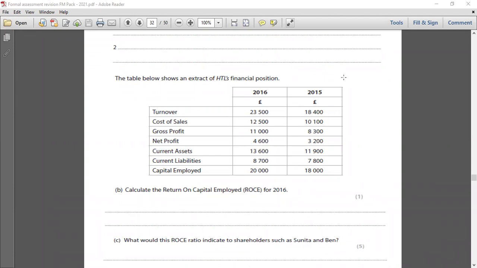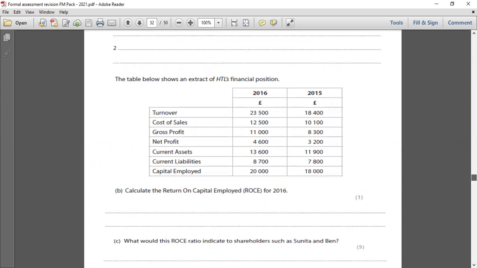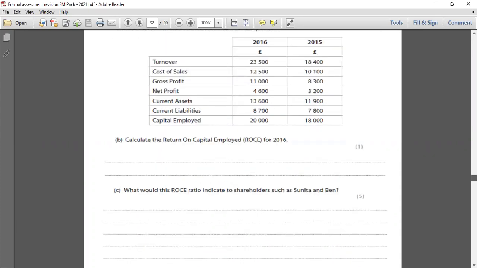So the ROCE here, you can see, is 4,600 divided by 20,000 times 100, which is 23%. And the second question asks: what would the ROCE ratio indicate to shareholders such as Sunita and Ben? The shareholders are mainly Sunita and Ben.